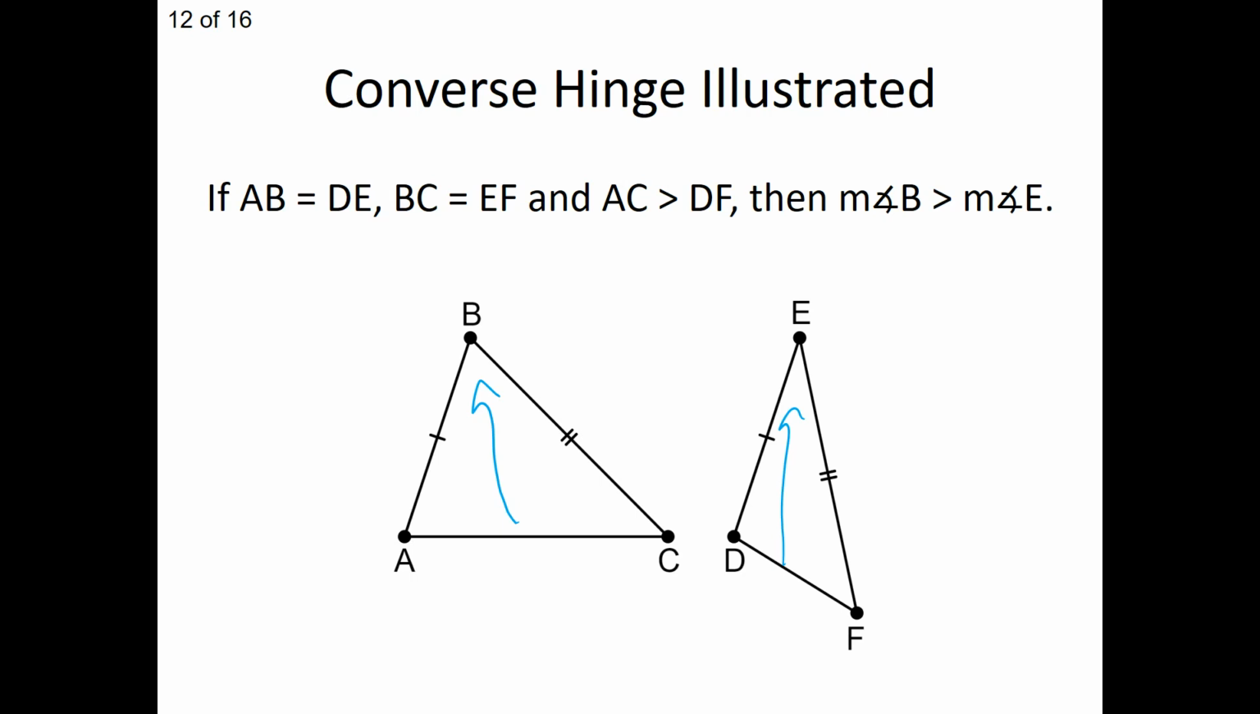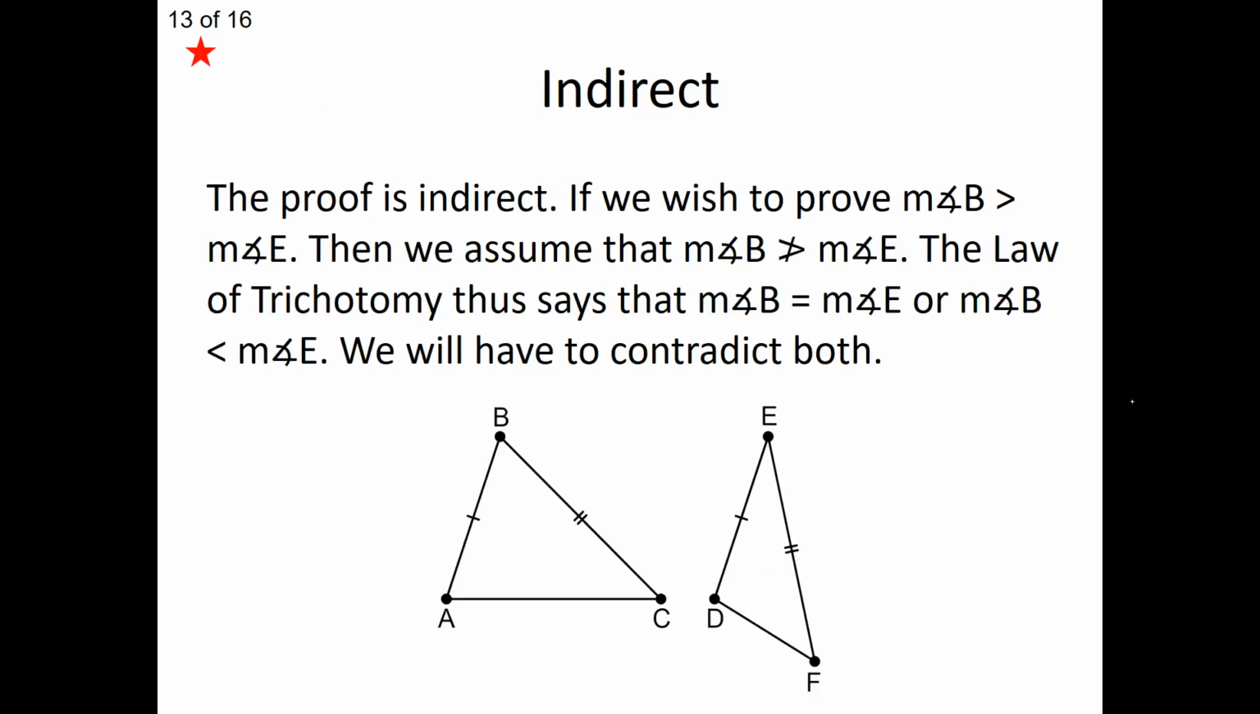So let's prove converse of Hinge theorem. Let's take a look at how we're going to approach it. We're going to approach the converse indirectly. So think about what an indirect proof is. We take our proof statement and we want to negate it. We want to show that every other possibility of our proof statement is false, so that the only remaining thing in our proof statement must be true.